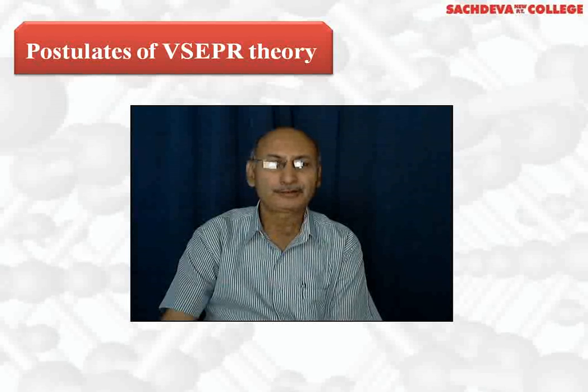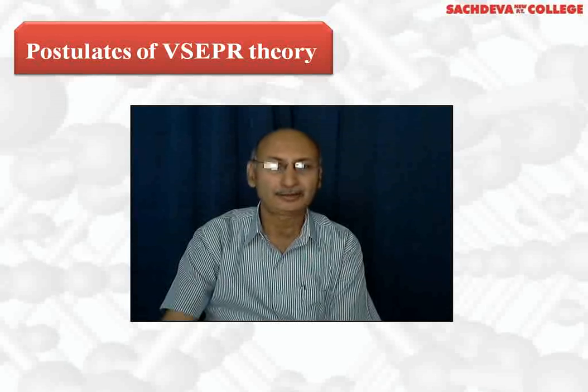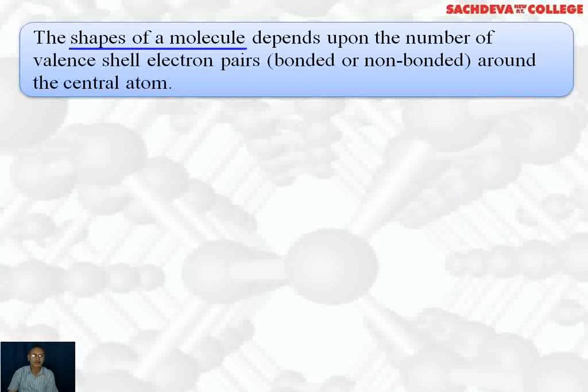Today we are going to take up valence shell electron pair repulsion theory. It is also called VSEPR theory. The shapes of molecules depend upon the number of valence shell electron pairs, that is, the number of bonded pairs of electrons and non-bonded or lone pairs of electrons around the central atom.